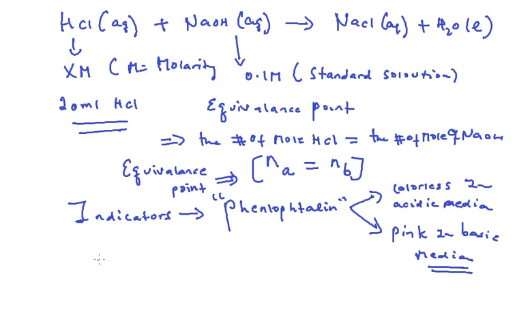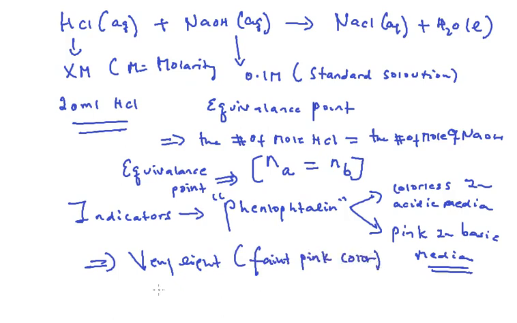So what we are looking for here is a very light pink color. Remember, very light. Sometimes it's called faint pink color. If you see a faint pink color, it means the number of moles of an acid equals the number of moles of a base.